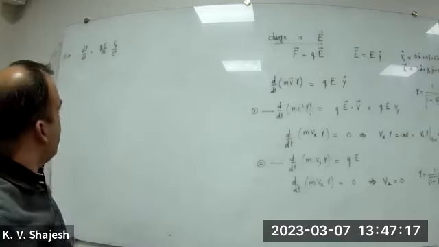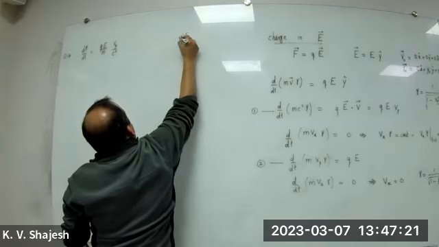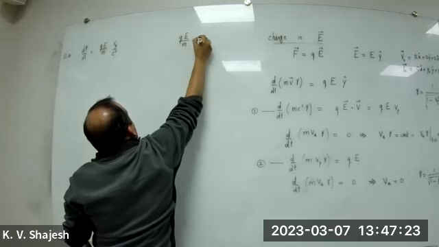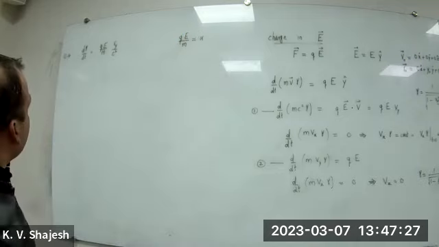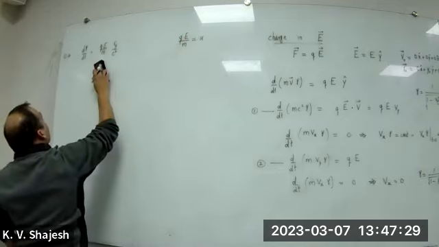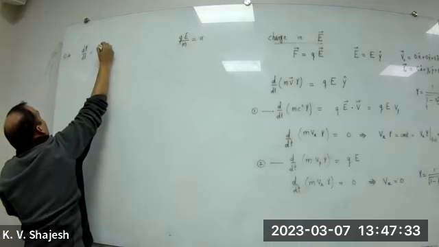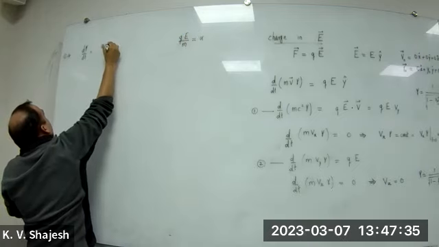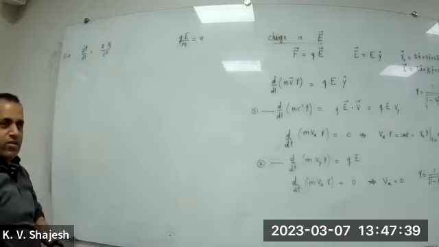Let me define QE over M to be alpha. That's like an acceleration, so this is alpha. Okay, so I'm going to write this as a constant alpha Vy over c square. That's the equation I have.